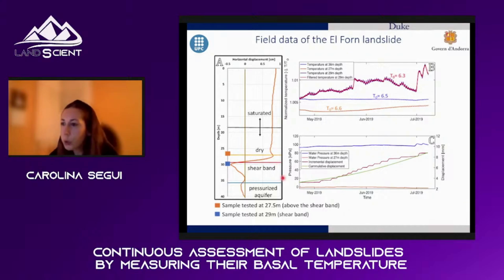So the data shows the water pressure from this piezometer, where we see that it is empty. There's no water. However, below the shear band, there's a lot of water pressure, meaning that there's a pressurized aquifer below that is the one that drives the landslide and accelerates it. And this is probably because the shear band creates an impermeable layer that doesn't allow a free aquifer. No?